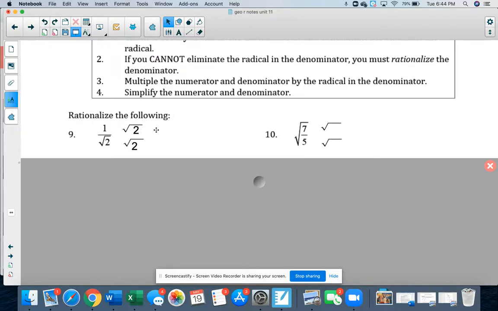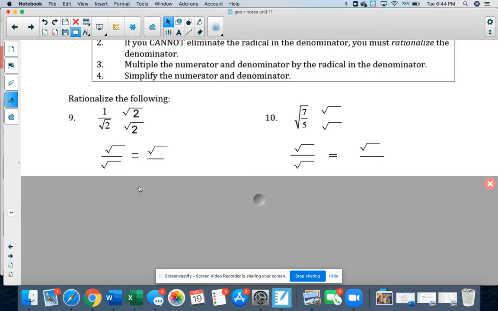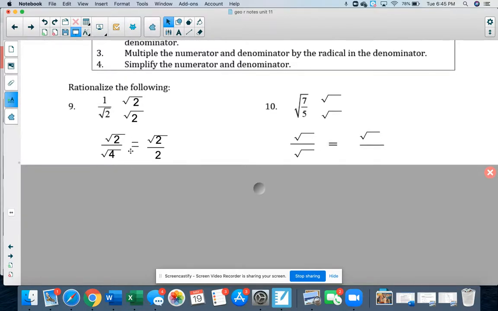Now 1 times radical 2 is radical 2. Radical 2 times radical 2 is, I did it right down here. So 1 times radical 2 is just 1 radical 2. Radical 2 times radical 2 is radical 4. That's a perfect square, and radical 4 equals 2. So my answer is radical 2 over 2.